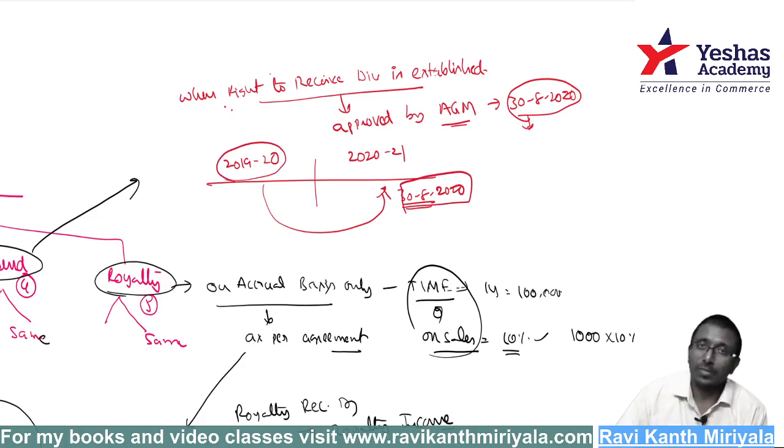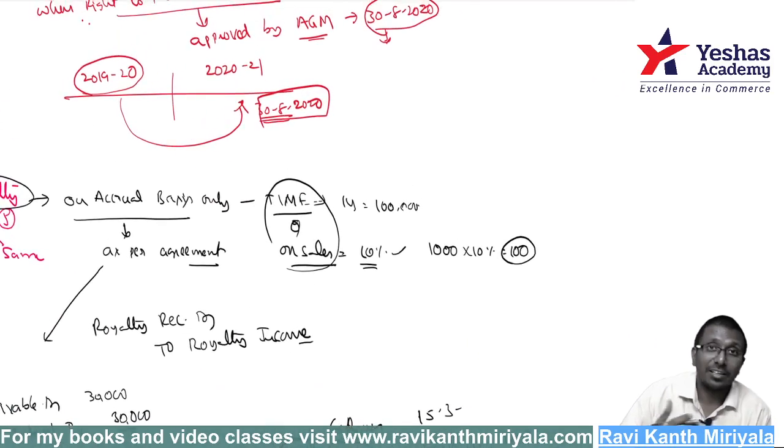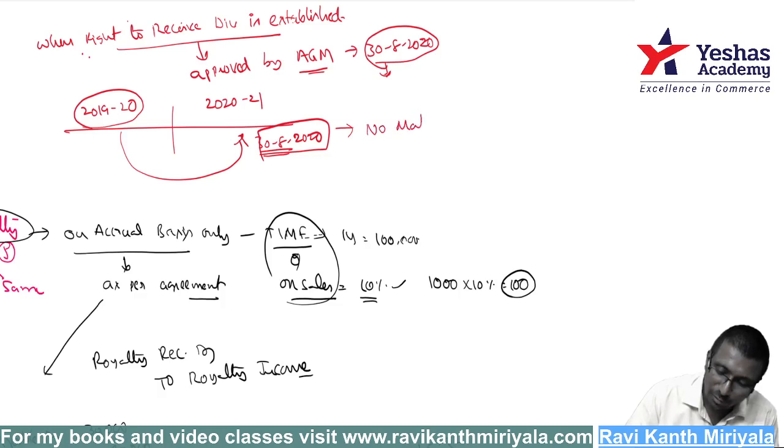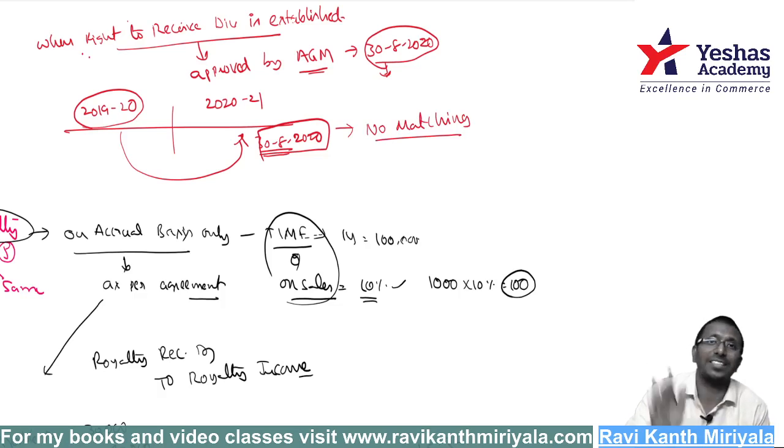No. Why? Dividend is not like income or expenditure. For you it is an income, but it is not an expenditure for them. It is an appropriation of profit. The matching concept cannot be applied with respect to dividend income. It is not income or expenditure, it is appropriation of profit, so you are not supposed to go with the word matching. Is it okay? That's it.